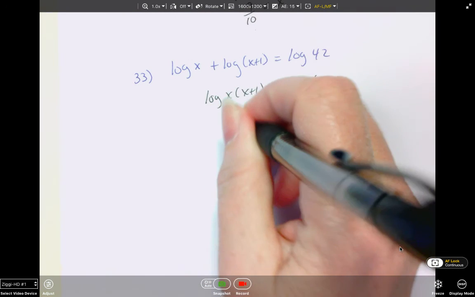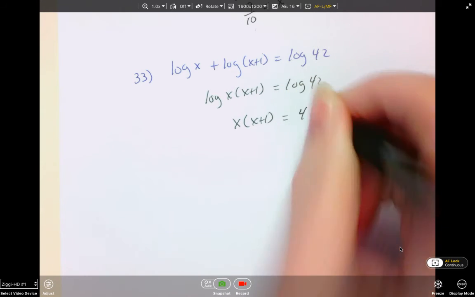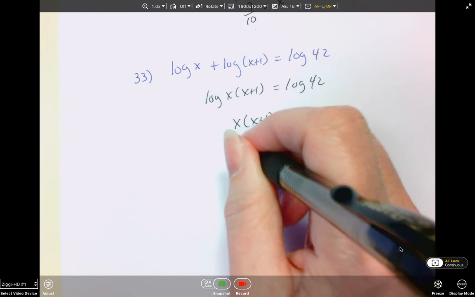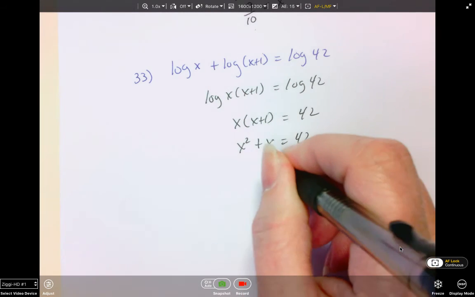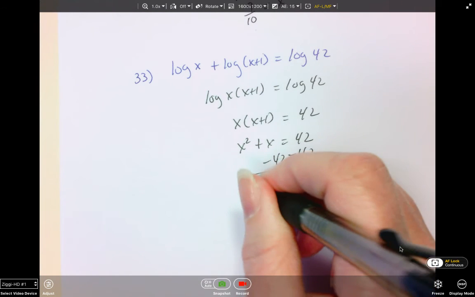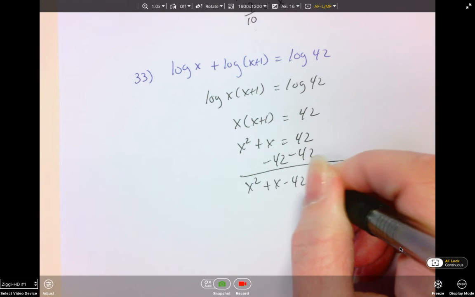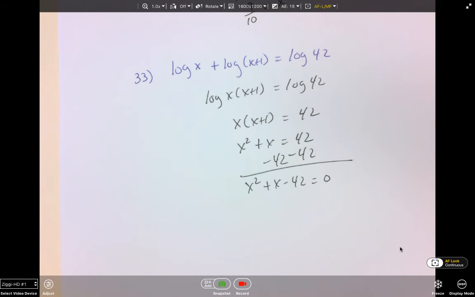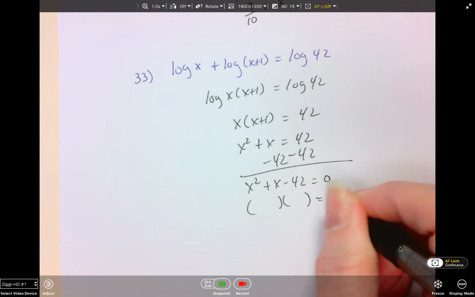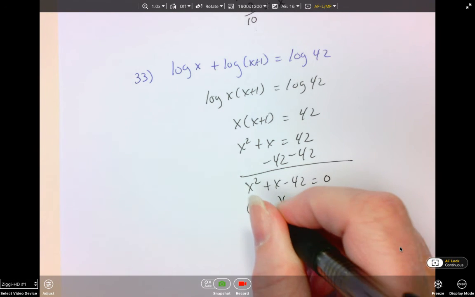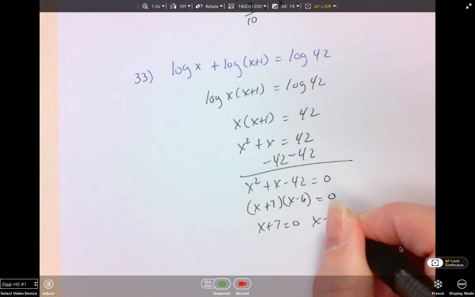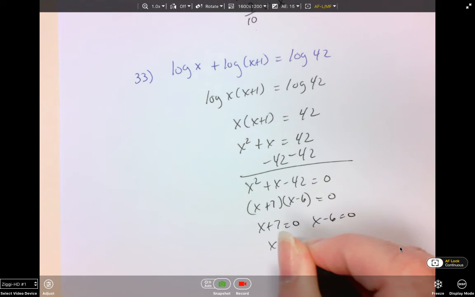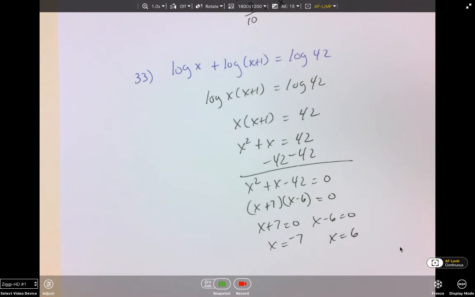So then we can take x times x plus 1 is equal to 42. Go ahead and distribute. We get x squared plus x is equal to 42. We're going to move that 42 over by subtraction, opposite of what's being done. We have x squared plus x minus 42 is equal to 0. And now we're going to factor it. So using our AC method, we're going to get x plus 7 times x minus 6 is equal to 0. Take each part of that, set it equal to 0, and we get x equal to negative 7 and x equal to 6 as we subtract the 7 over, and here we add the 6.